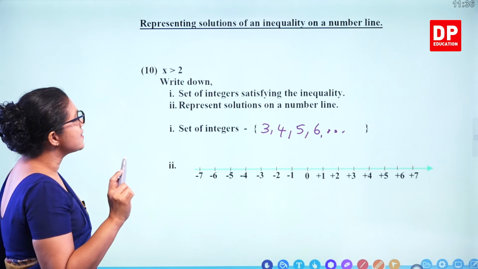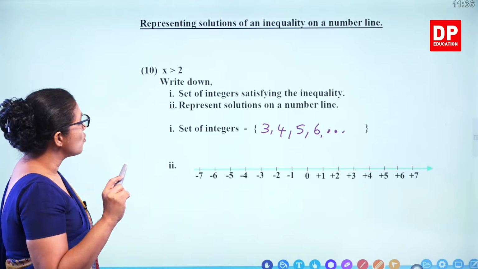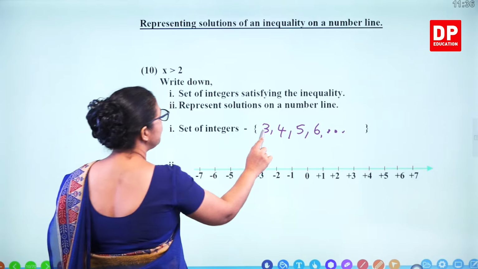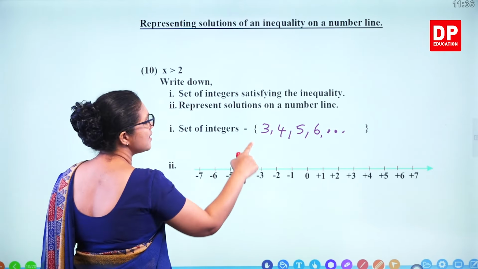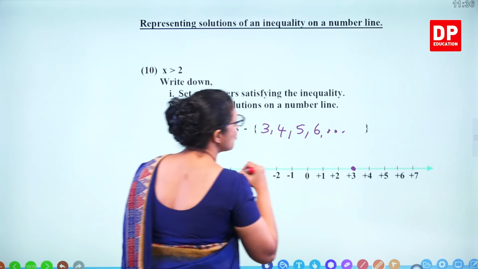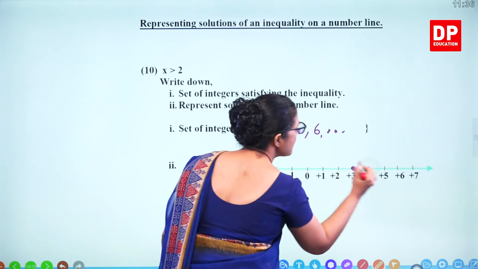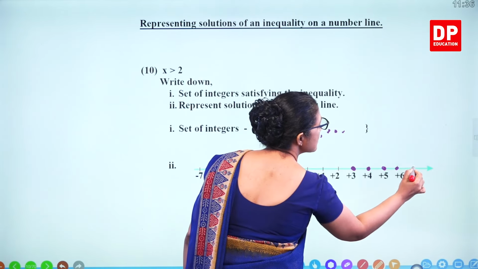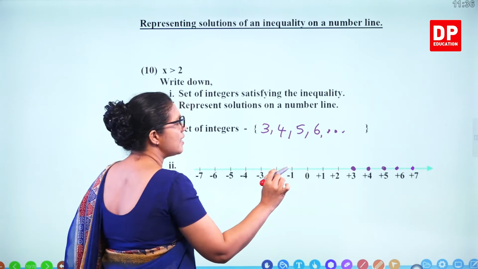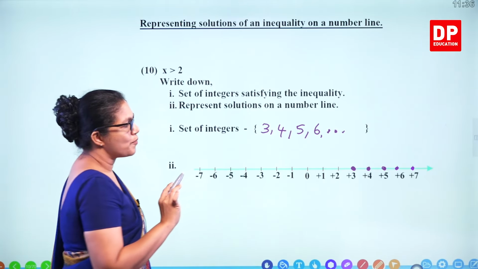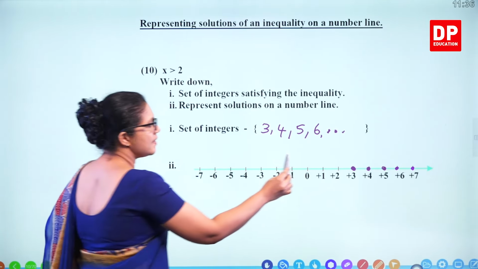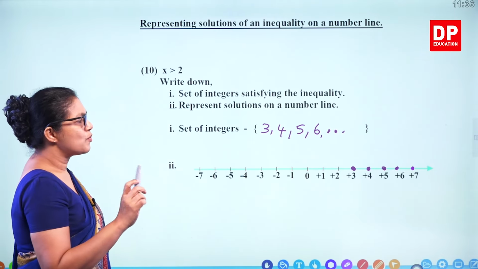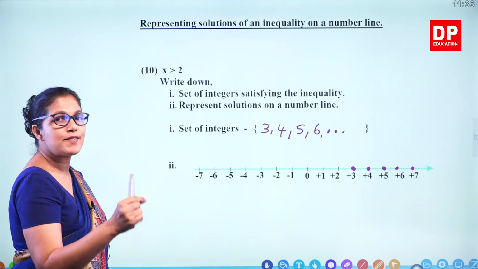And represent solutions on a number line. So how can we show this on a number line? So 3, you can circle. So this is a solution. 4 is another solution. 5 is a solution. 6, 7 like that. It's continuing. So here you can draw up to this point because we can see only these solutions. So put circles there. Not in between, just integers. 3, 4, 5, 6, 7 like that.